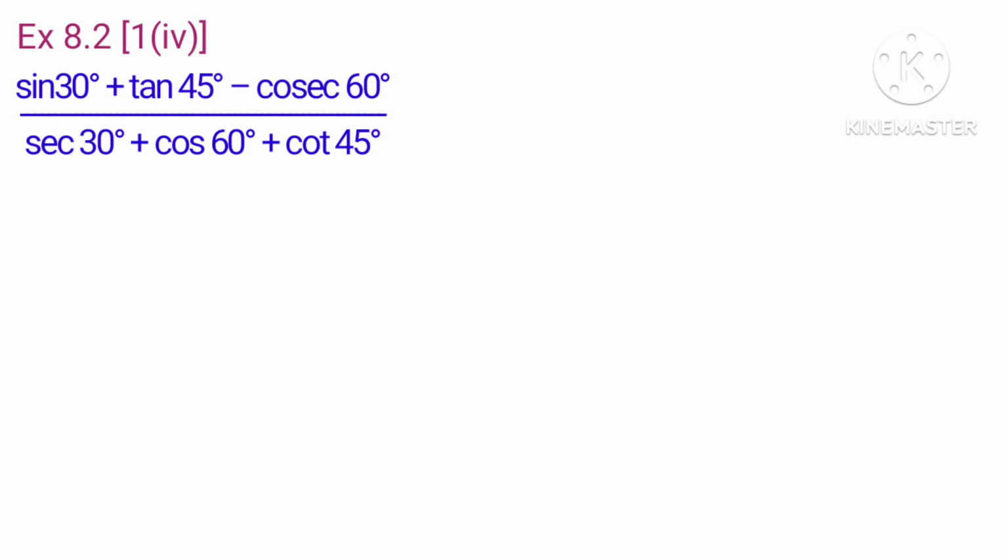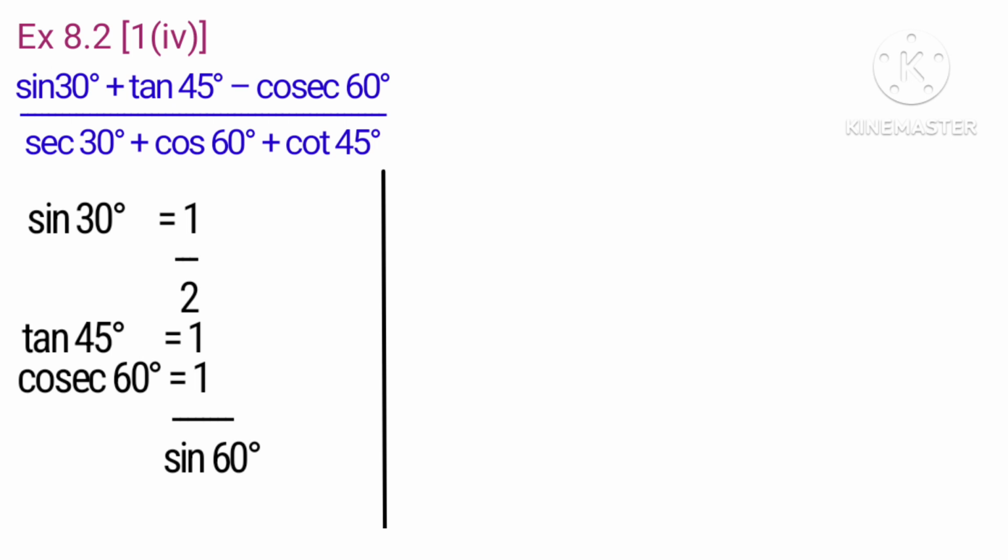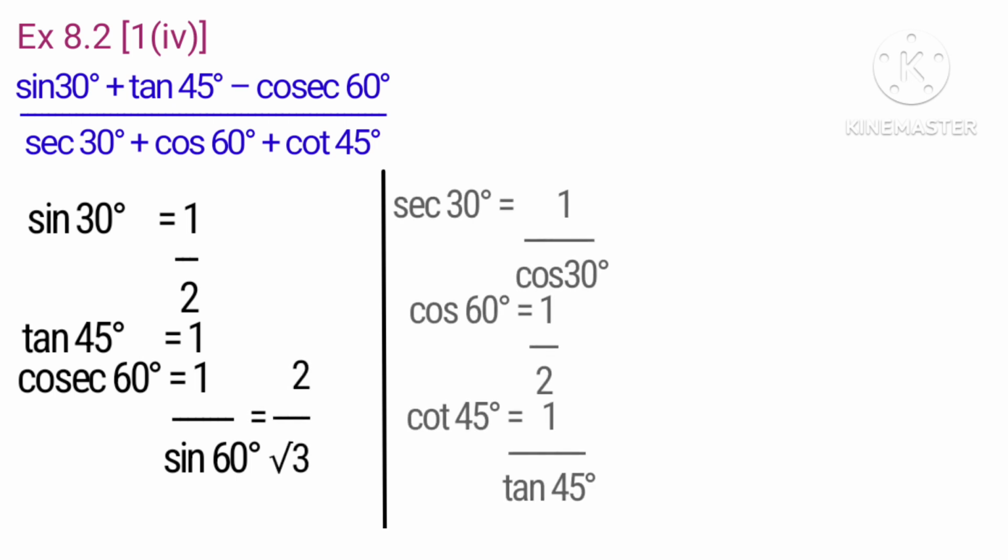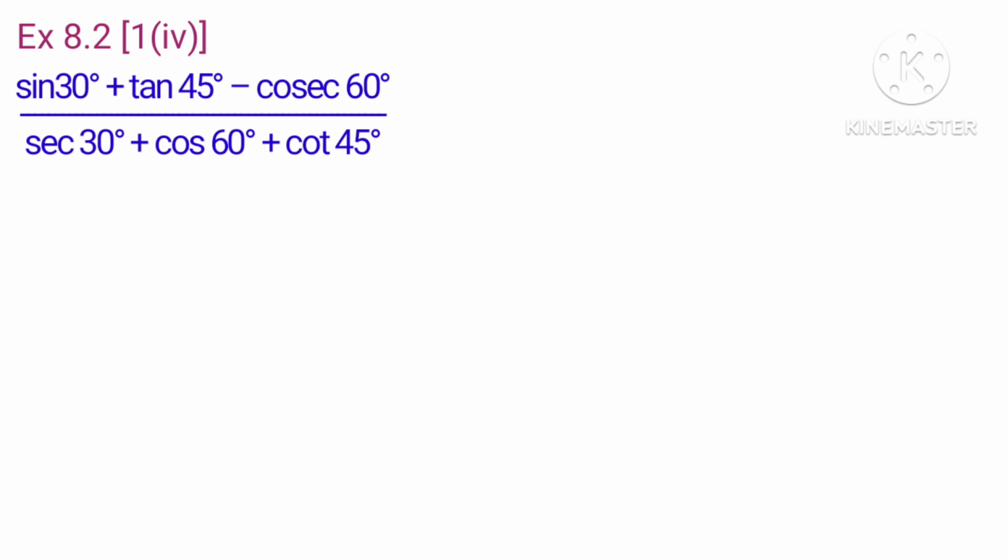So if you see in this sum, sine 30 degree is 1 by 2, tan 45 degree is 1, cosecant 60 degree is 1 divided by sine 60 degree, that is 2 divided by square root of 3. Next, secant 30 degree is 1 divided by cos 30 degree, that is 2 divided by square root of 3. Next, cos of 60 degree is equal to 1 by 2. Cot 45 degree is 1 divided by tan 45, that is 1 by 1, that is equal to 1. Now we have to substitute the values. So 1 by 2 plus 1 minus 2 divided by square root of 3, divided by 2 divided by square root of 3 plus 1 by 2 plus 1.